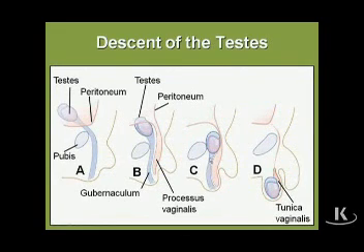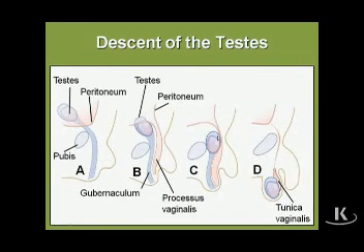Now, if that were to be the end of the story, there would be a problem. And the problem would be that we'd have this open communication between the peritoneal cavity in the abdomen and the scrotum. And because of that open pathway, it would be very easy for loops of bowel up here in the abdominal cavity to follow the same pathway and simply slide down through that evagination. In other words, it would be very easy for hernias to occur. So normally that's not where the story ends.